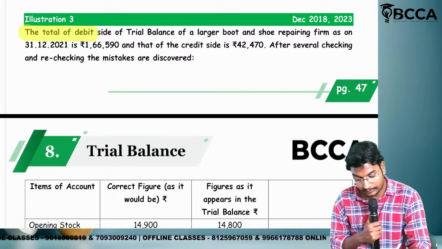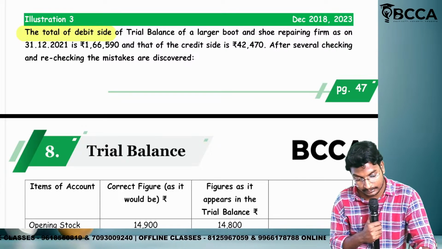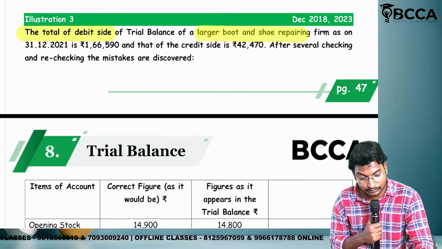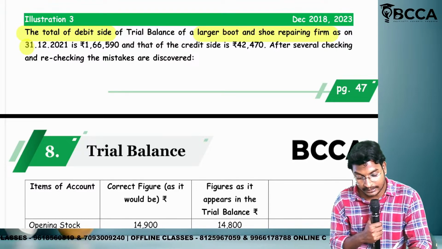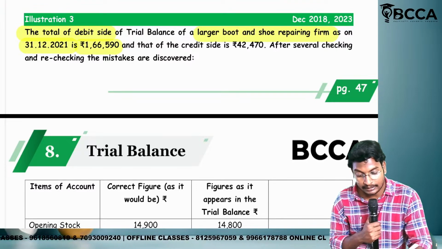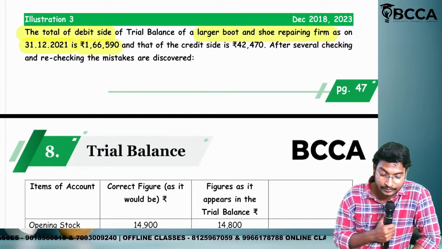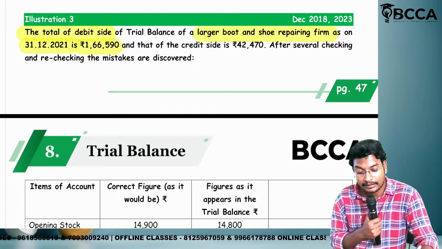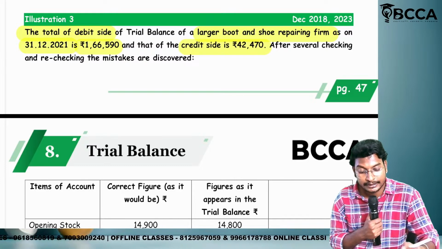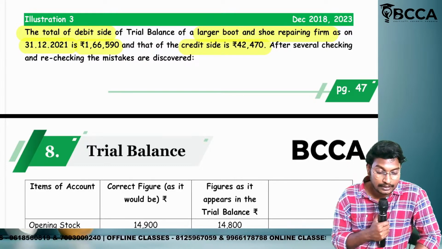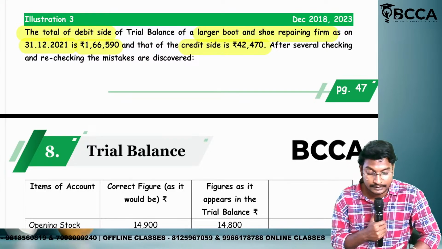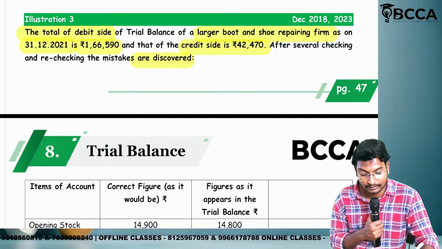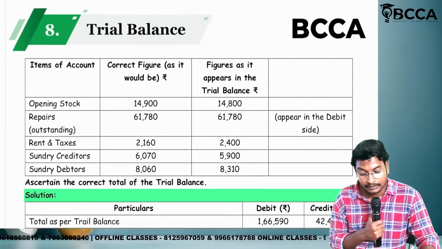The total of the debit side of a trial balance of a leather boot and shoe repairing firm as on 31st December 2021 is 1,66,590. What is the debit side total? 1,66,590. And what is the credit side total, ma? 42,470. After several checkings and recheckings, the mistakes are discovered. Okay na? So, opening stock.